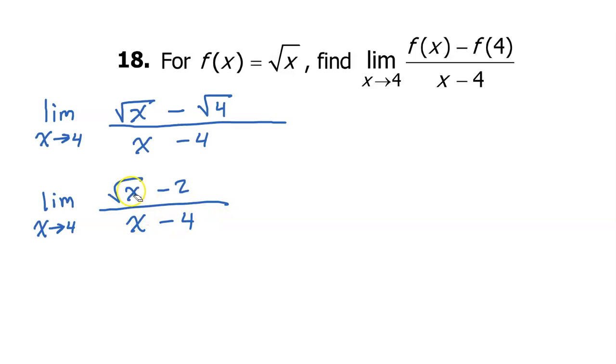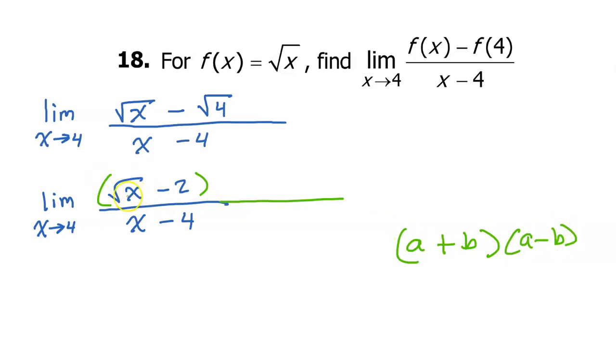I see the radical here, so very often a good strategy to use is to multiply by the conjugate. The conjugate is the thing where if I have a plus b, then the conjugate will be a minus b. So here I have square root of x minus 2, so the conjugate would be the square root of x plus 2. And of course, we always have to multiply by the same thing in the denominator, so we're not really changing the value of the problem.